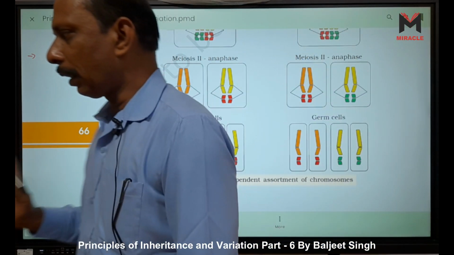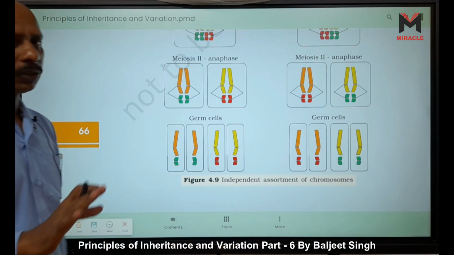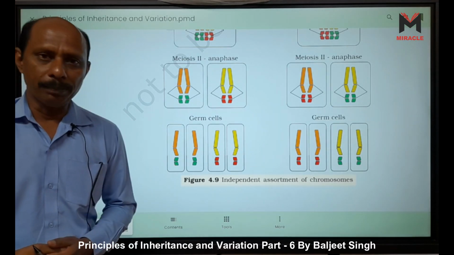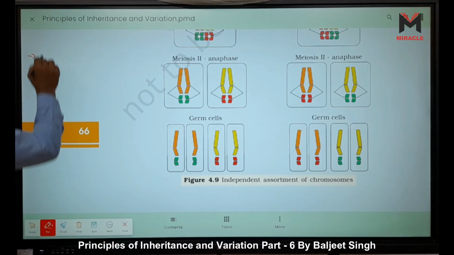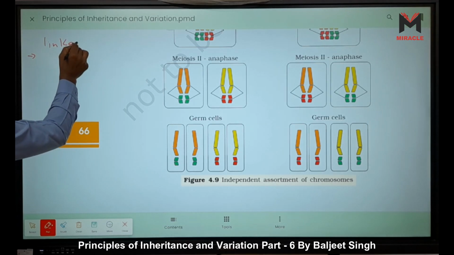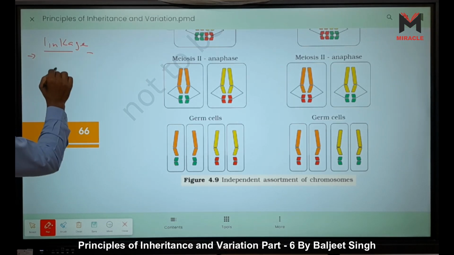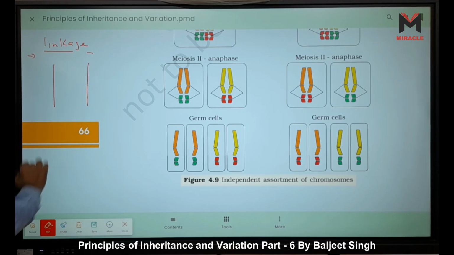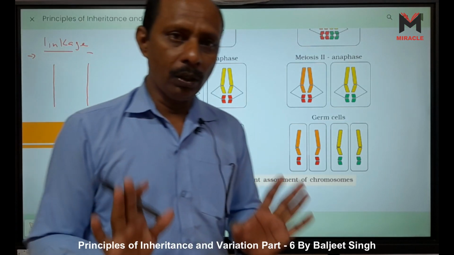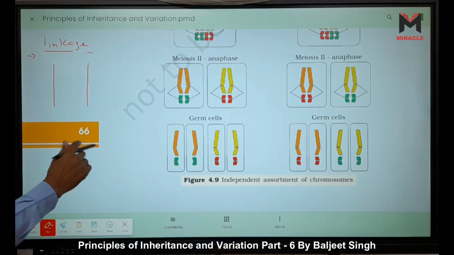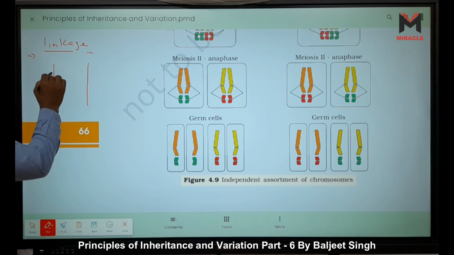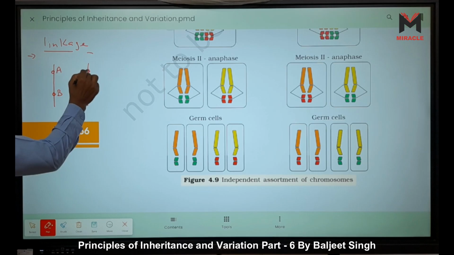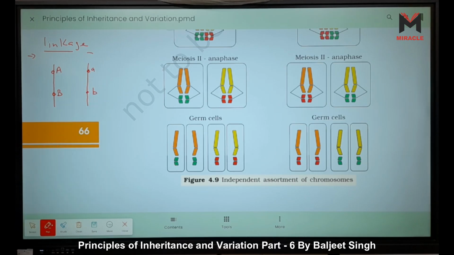What is the difference between linkage and independent assortment? Is there any difference or are they both the same? When we consider linkage, suppose we have 2 homologous chromosomes. We are talking only about homologous chromosomes, the first pair of male and the first pair of female. Suppose 2 genes are there, capital A and capital B on this side, and small a and small b on this side. That is called linkage.